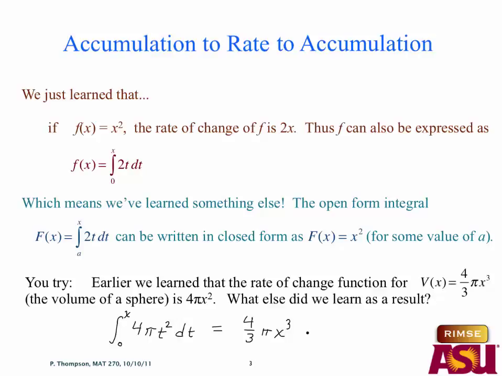So we made a circle, right? We've come full circle. By being able to get a closed form rate of change function from an accumulation function, we learned that, but then in doing that we also got a closed form accumulation function from a rate function.